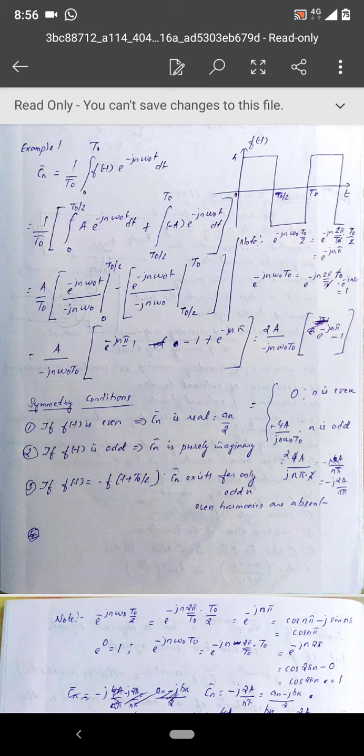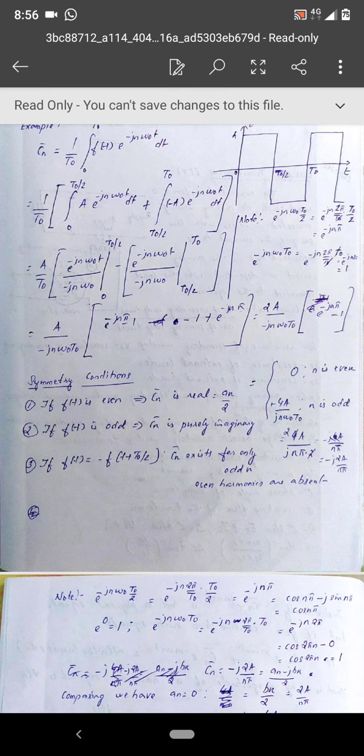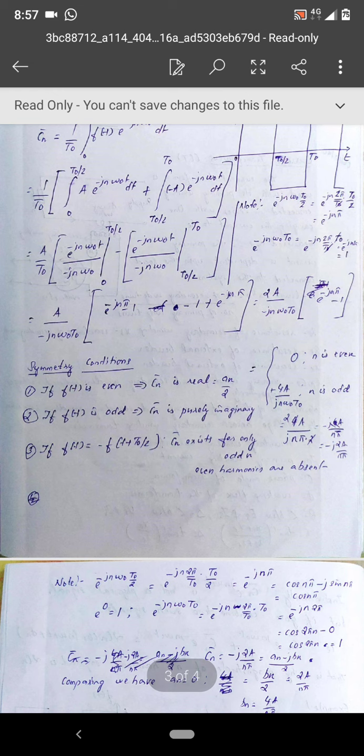Again we have to test two conditions: what is the value of this Cn bar for n even, and what is the case when n is odd. When n is even, that is e raised to 2 pi, for example if n is 2, 4, 6, etc., that is e raised to 2 pi. 2 pi is equivalent to 0. 360 degrees is equal to 0 degrees. So that means cos 0 minus j sin 0. Sine 0 is already 0, cos 0 is 1, so the result is 1. 1 minus 1 is 0. So for even terms, the whole Cn bar becomes 0.